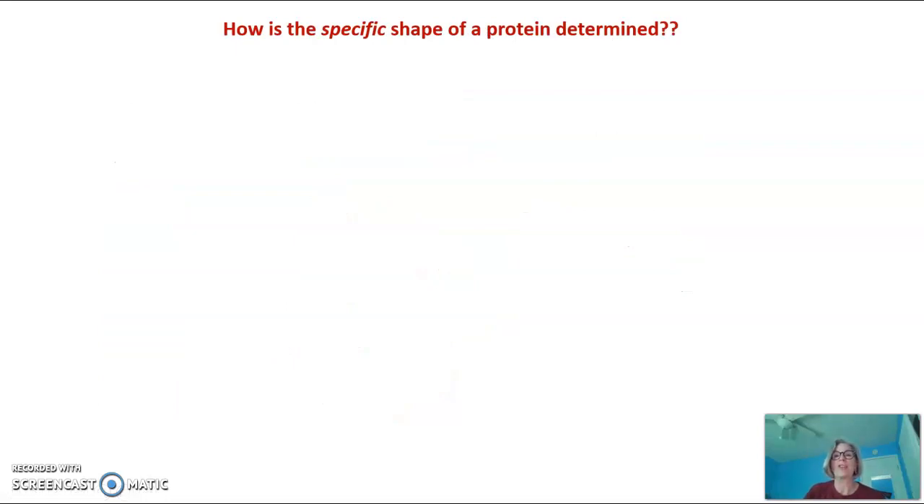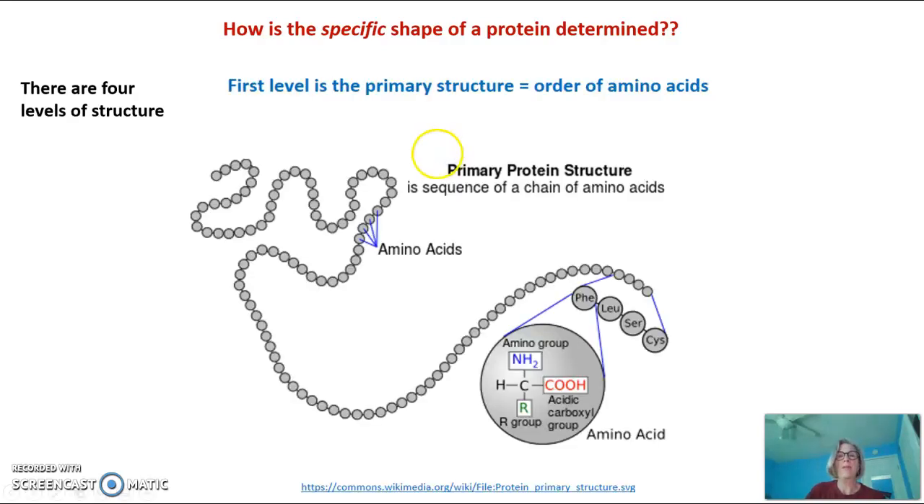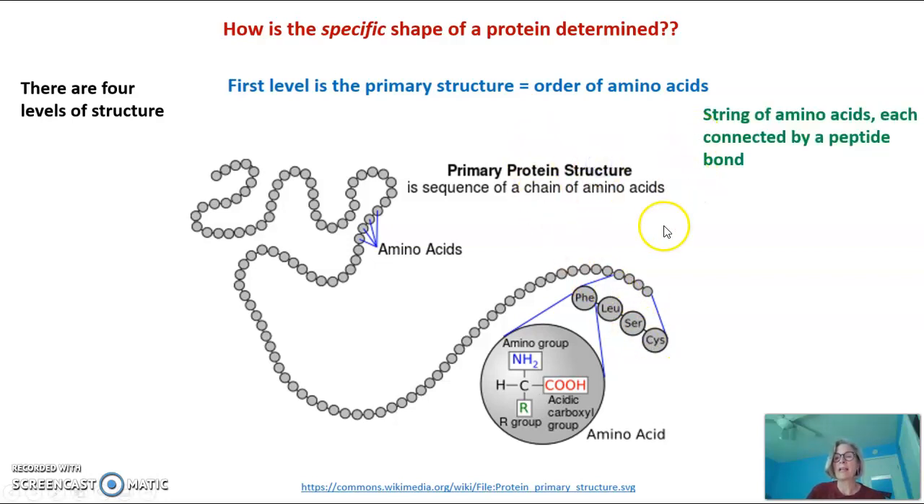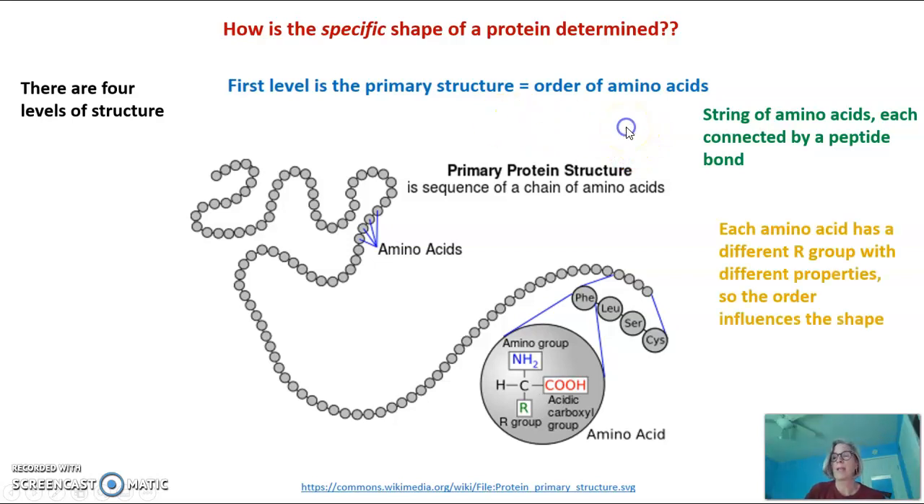How is the specific shape of a protein determined? Well, there are 4 levels of structure. The first is called the primary structure, and that is the order of amino acids. So proteins are polymers of amino acids, and there are 20 different amino acids, as you learned in the Introduction to Proteins video. These amino acids are connected by a peptide bond, which is a covalent bond. And the order of these 20 different amino acids forming this polymer is what is called the primary structure.